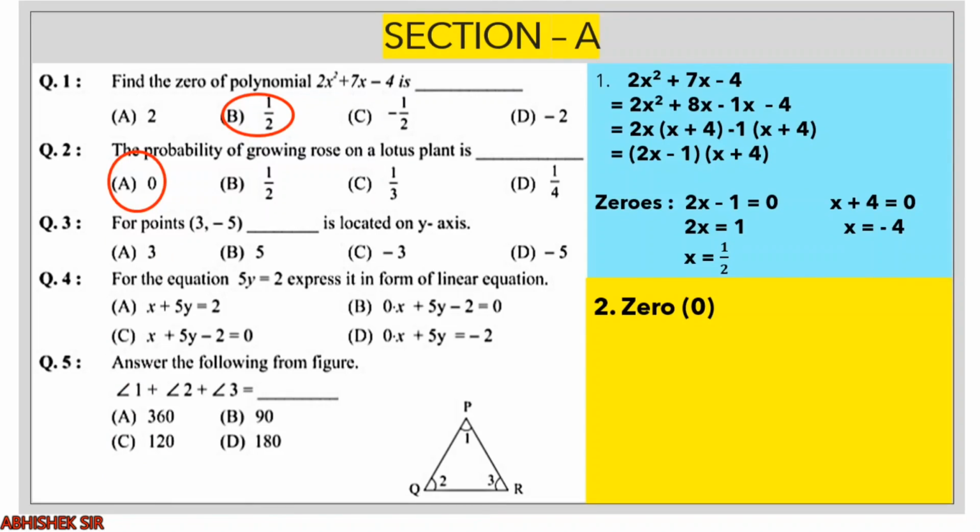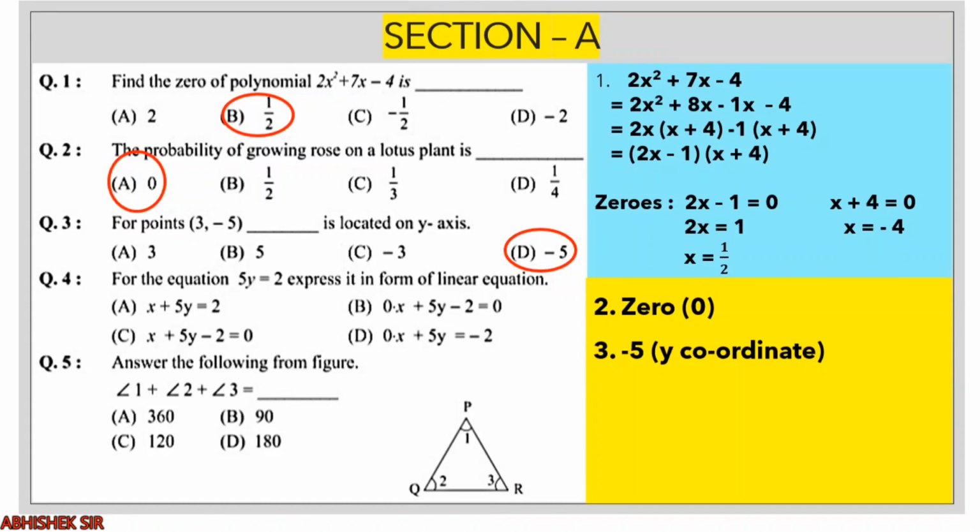For the point 3, minus 5, find which coordinate is located on y-axis. That means which coordinate is located on y-axis. We can easily understand that 3 is the x coordinate, so it will be on the x-axis, while minus 5 is our y coordinate and that will be located on y-axis, right? So minus 5 is our answer.